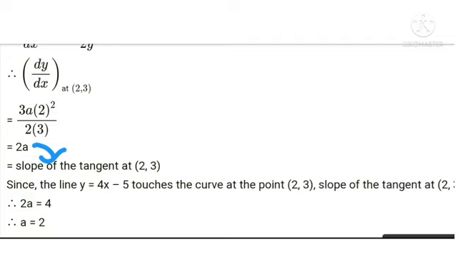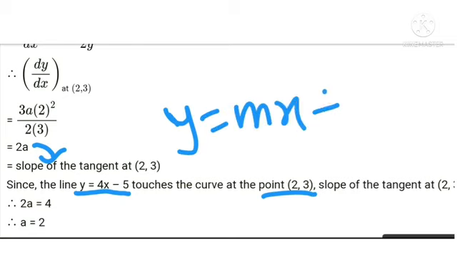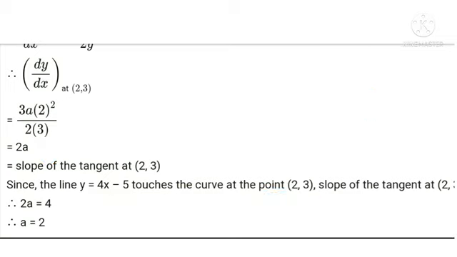so see, this line touches the curve at point (2, 3). Therefore, slope of tangent at (2, 3) is 4. Why? Because it is in the form y is equal to mx plus c, and here m is the slope. Here m means 4 is the slope. Okay, so here slope is 2a and here slope is 4. These two are equal. We get the value of a as 2.